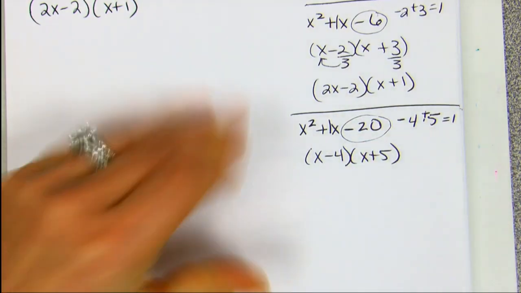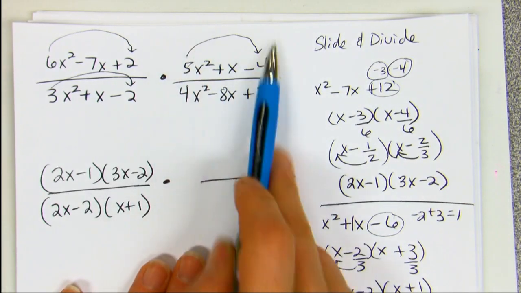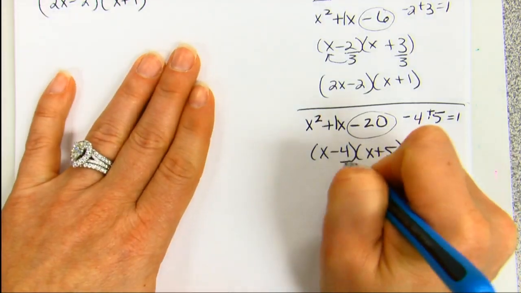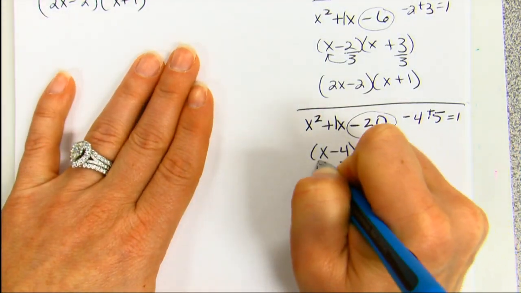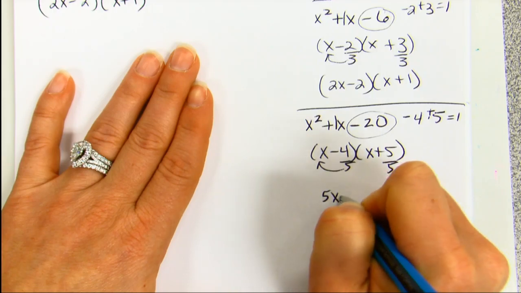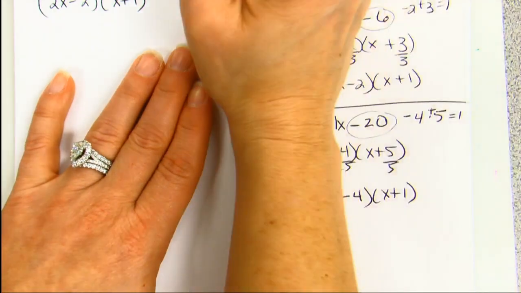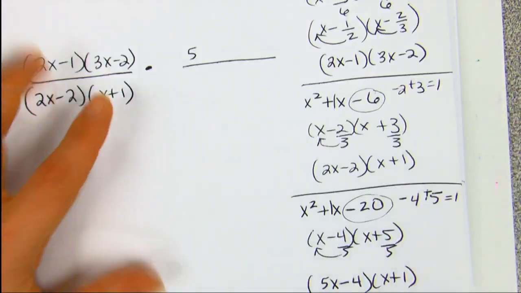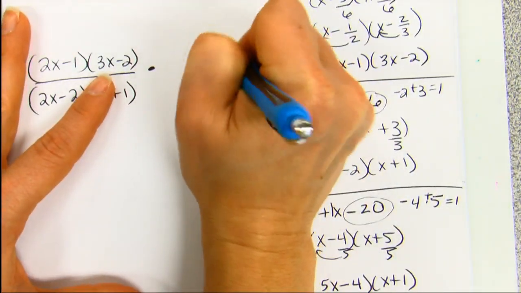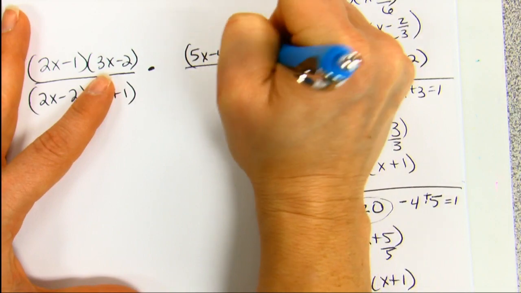Now we need to put that 5 back into the problem that we slid to the back. So we divide by 5. So I'm going to pull him up front. So 5x minus 4, but this can reduce to x plus 1. So let's come up here and put those factors there. 5x minus 4 and x plus 1.